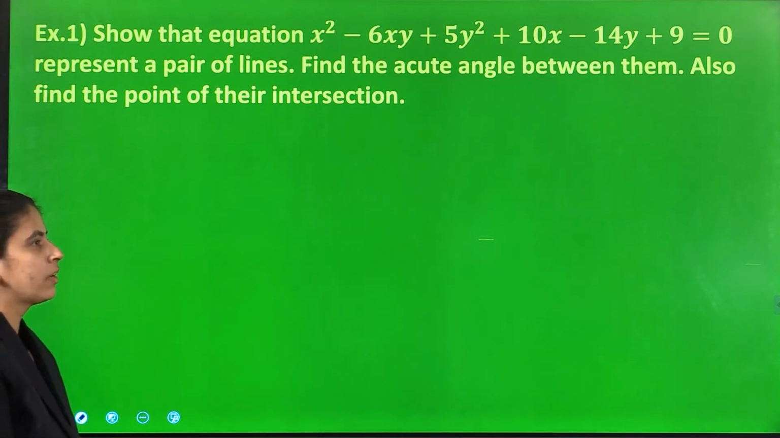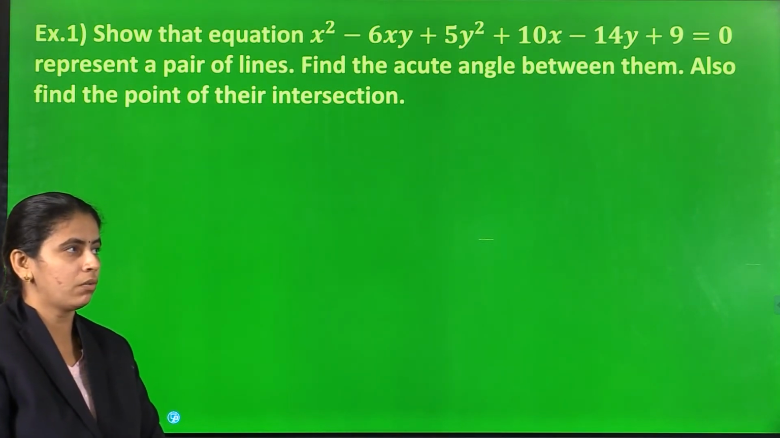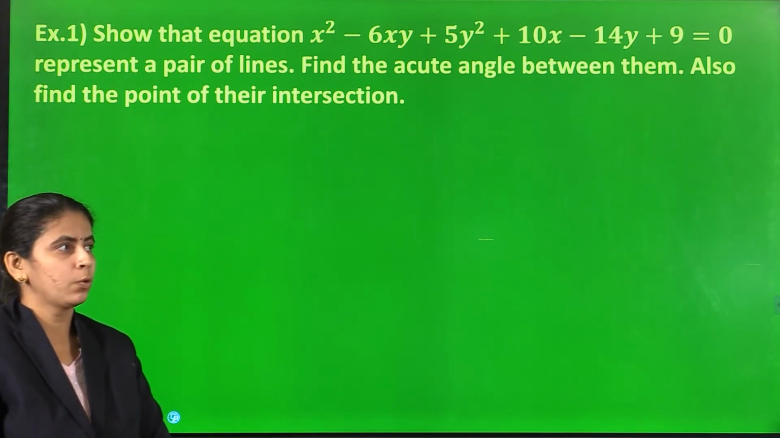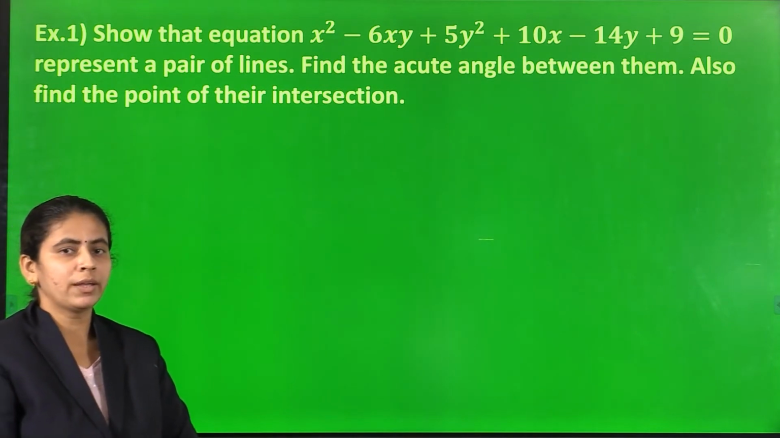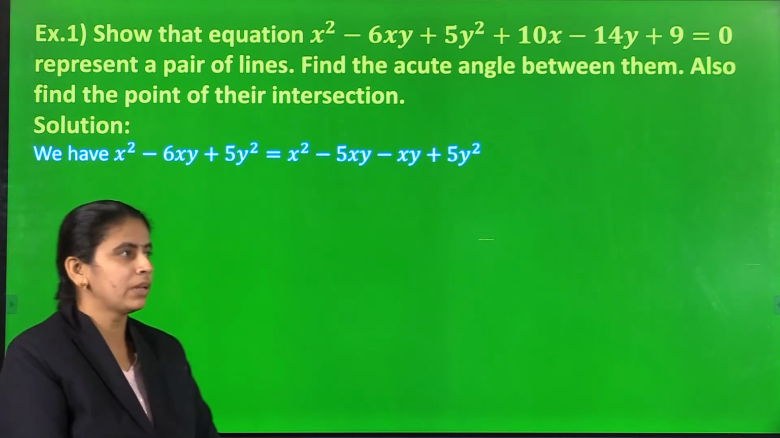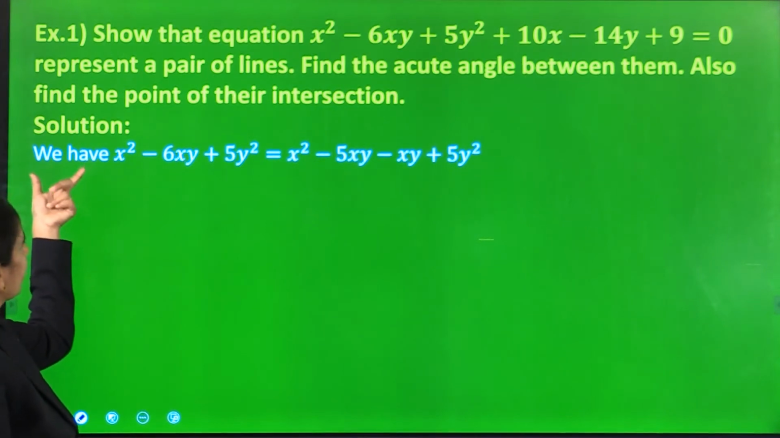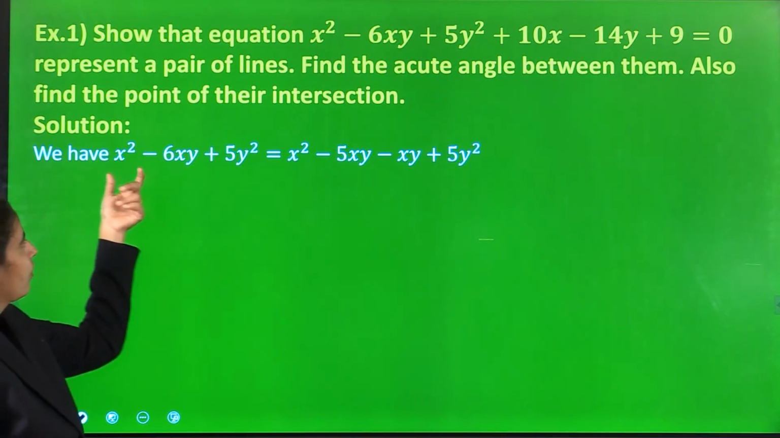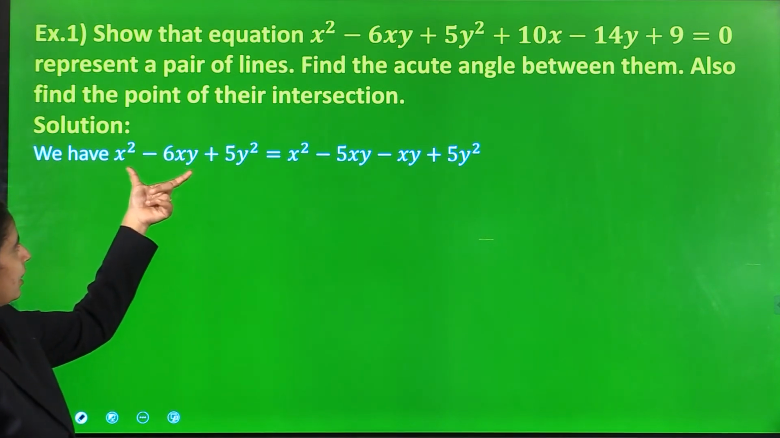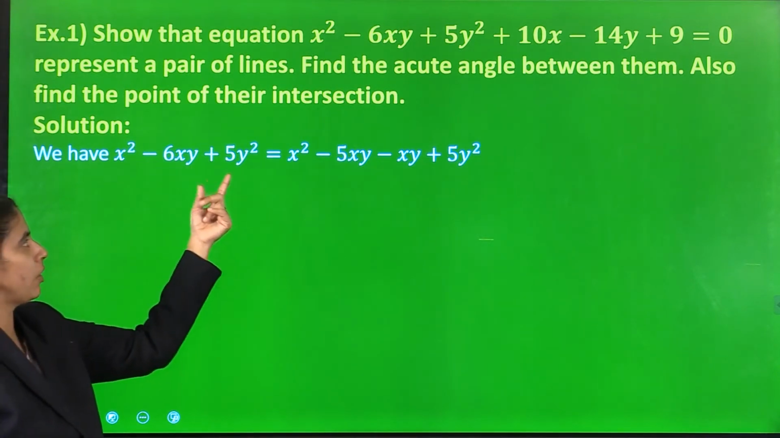Okay. Here we have been given a general second degree equation. First of all, we have to show that this equation represents a pair of straight lines. And we have to find the acute angle and the point of intersection of the two lines. For that we will do as follows. Consider x square minus 6xy plus 5y square. We have taken only three terms, the homogeneous part.